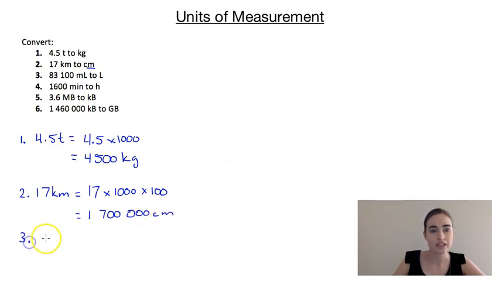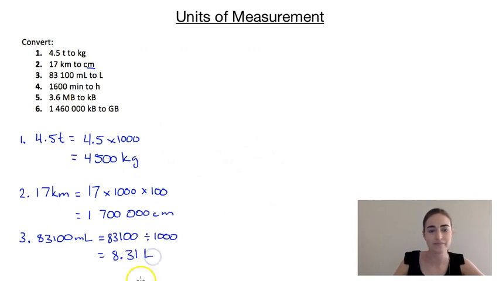Question 3 gives us 83,100 millilitres, and it's asking us to convert it into litres. So this time we're going from the smaller unit to the bigger unit, so we're going to be dividing, and we know that there's 1,000 mil in 1 litre, so we're going to do 83,100 divided by 1,000, and that's going to give us 83.1 litres.